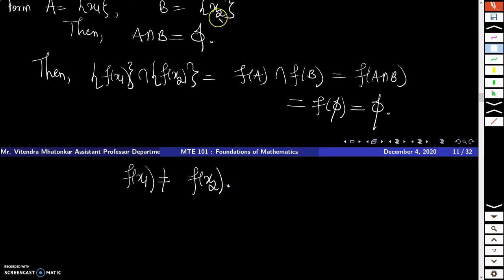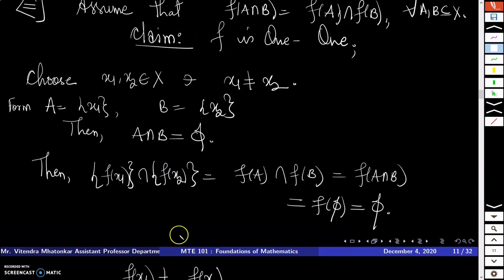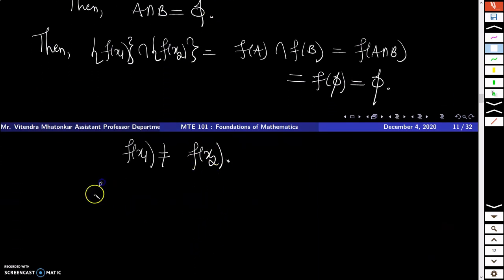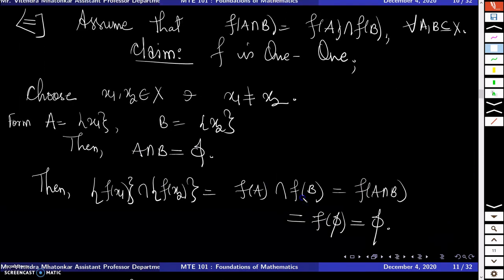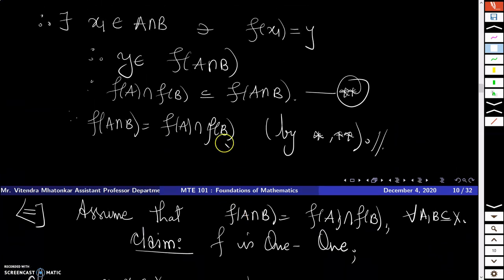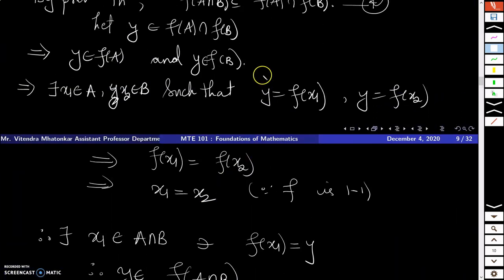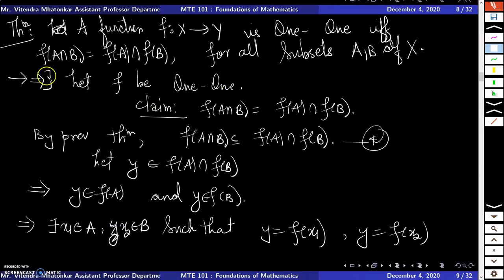So what we showed is if x1 is not equal to x2, then f of x1 is not equal to f of x2, and hence f is 1 1. So this proves the second part of the result, and hence we conclude that a map f is 1 1 if and only if this property works, that is f of A intersection B is equal to f of A intersection f of B for every subset of X. Okay, yeah, so that's it for this session, and I will continue this section in the next video.